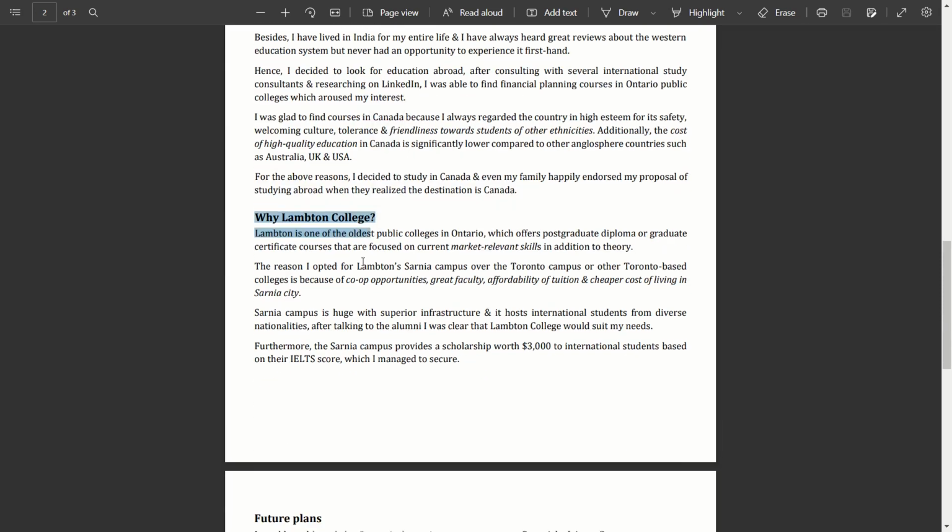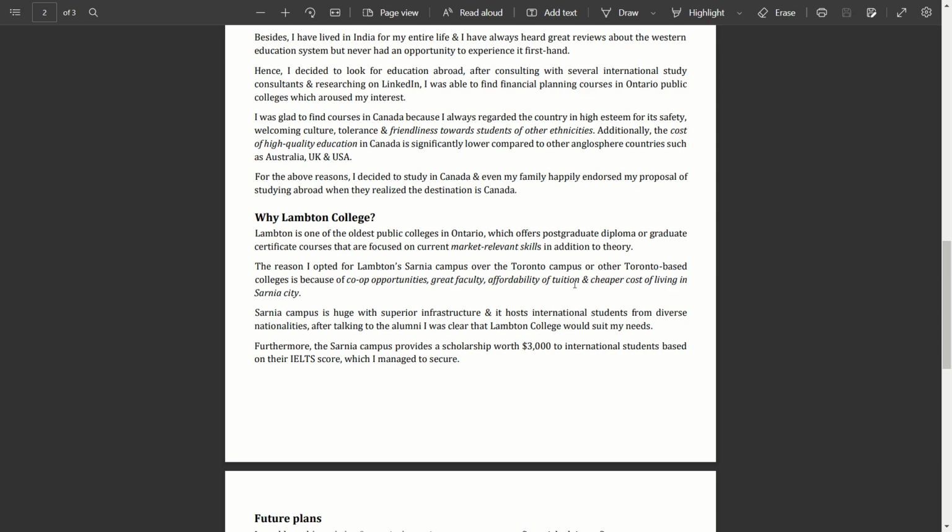Now I'm saying why I'm going to Lambton College. So I'm saying Lambton is one of the oldest colleges in Ontario, which offers postgraduate diploma and graduate certificate courses. They are based on market relevant skills in addition to theory. Now I'm trying to justify why I'm choosing a particular campus over other campuses.